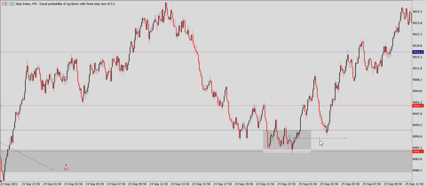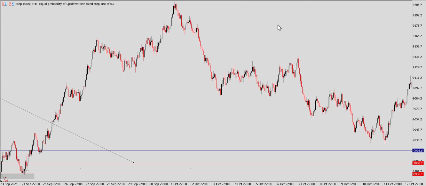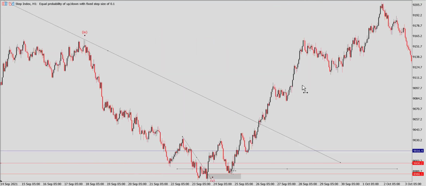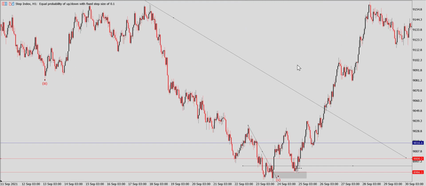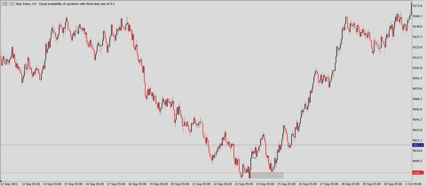This is a more conservative way of trading an order block, and this works very well if you have a small account, like a $50 account, a $100 account, a $300 account. If you have a small account, then this should work best for you. So that's how you can trade an order block there.